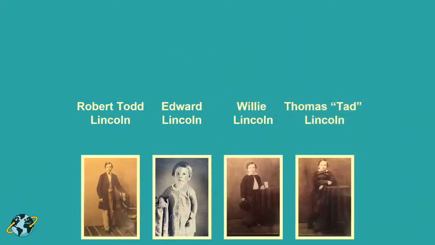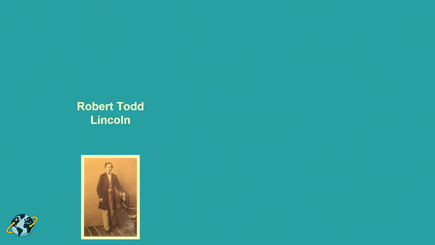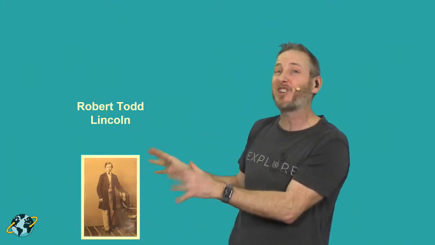Unfortunately, the three youngest boys all died pretty young in life. And Robert Todd was his only child to grow up as an adult, to get married himself, and to have children himself. But Robert Todd's grandchildren never had kids. So today, there are no living descendants of Abraham Lincoln.